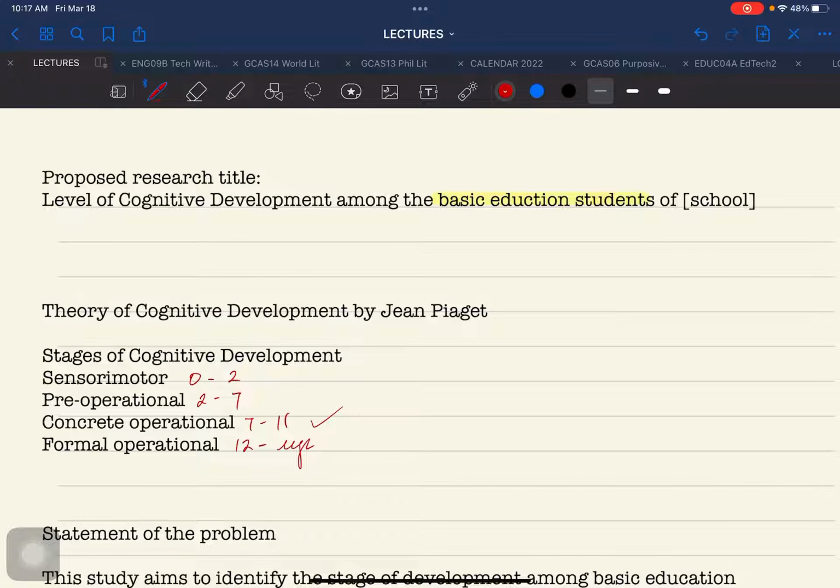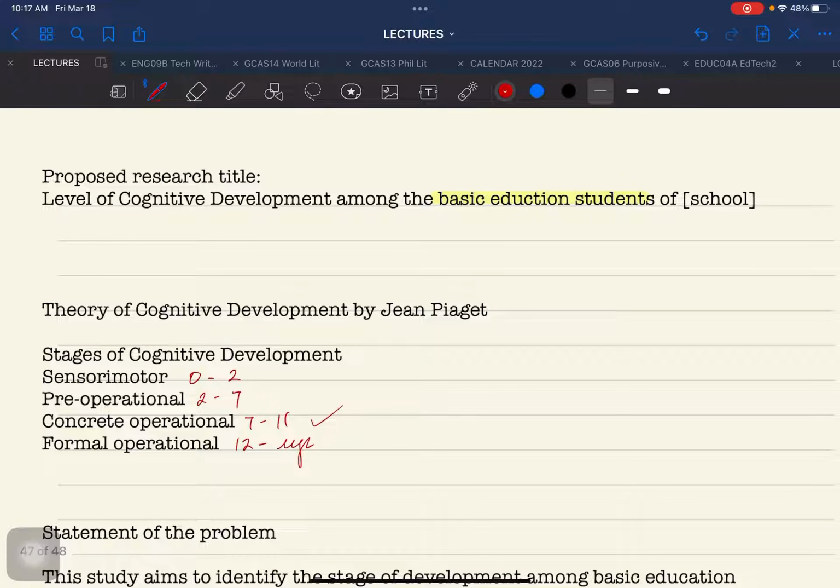It is also possible that it may be below, under sensory motor, and therefore it would merit an enhancement program or intervention program to help students achieve, if not the average, beyond the average cognitive development stage of the student, which is supposed to be pre-operational if we are using kindergarten students.